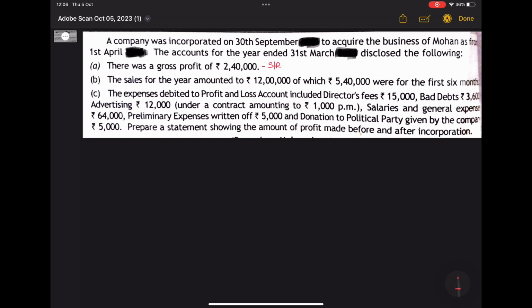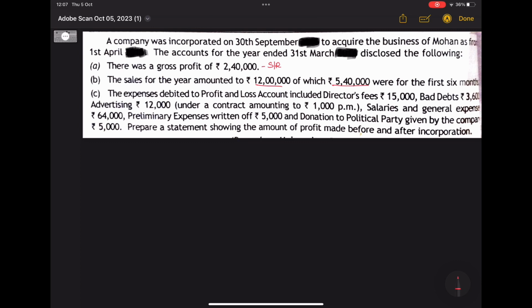Next point, sales for the year amounted to 12 lakh, of which 5,40,000 were for the first 6 months. They have mentioned total sales and the first 6 months sales value. We are going to identify post-incorporation sales. We will find out the post-incorporation sales value while solving the sales ratio.